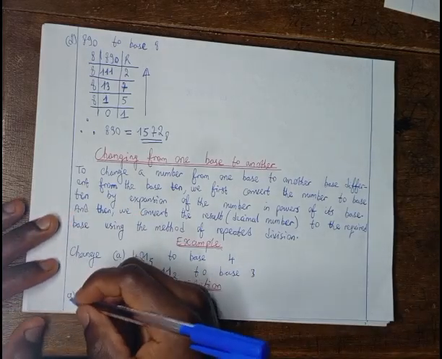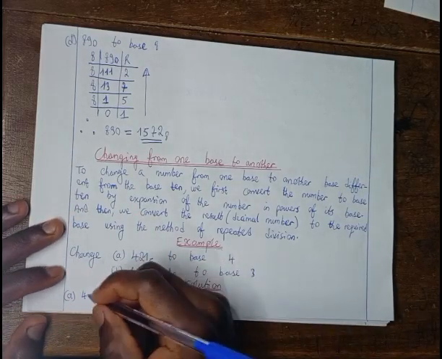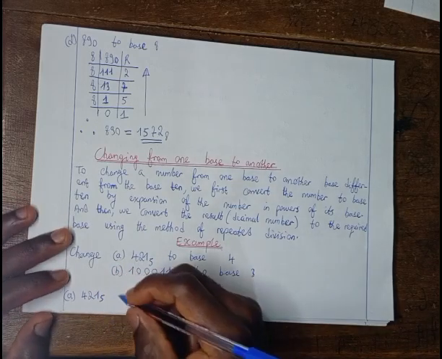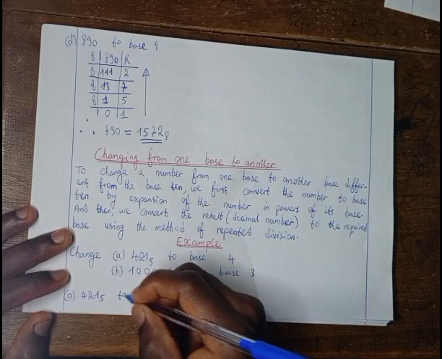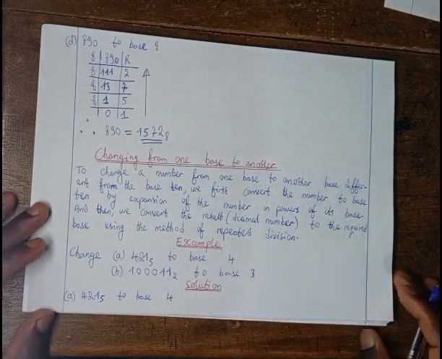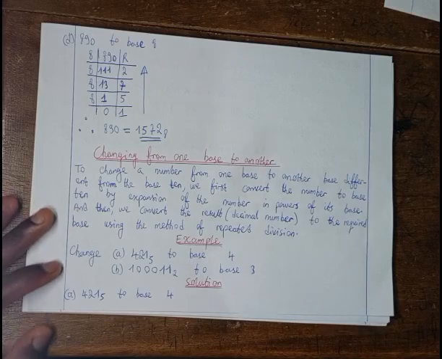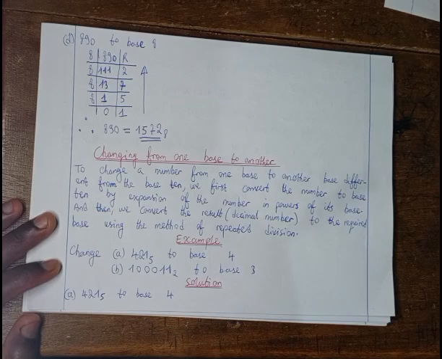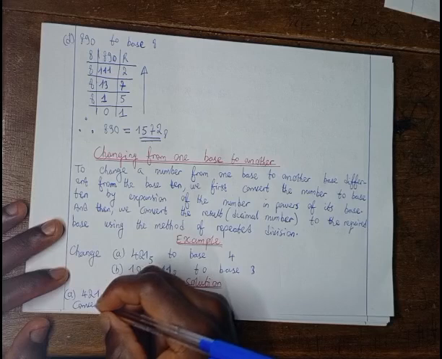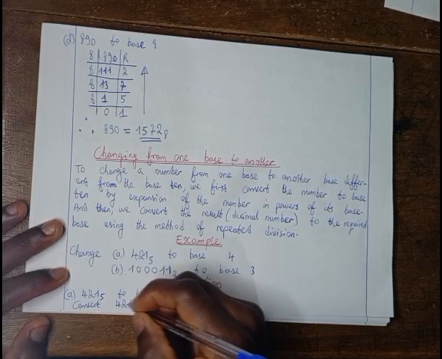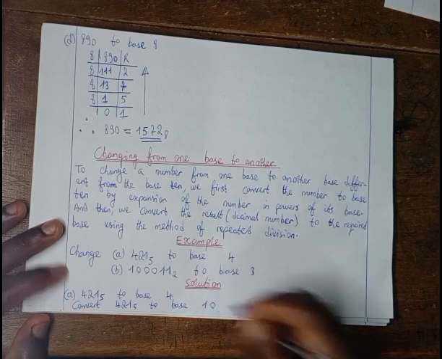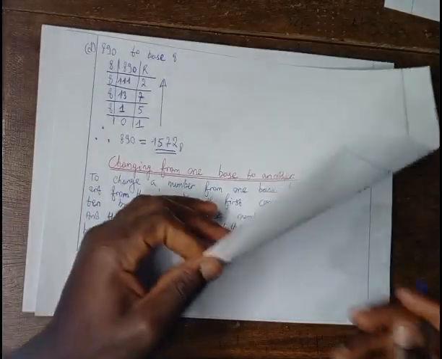For the first one, E, we have the number 421 in base 5. We have to convert this number to base 4. First thing we need to do is we need to start by converting the number 421 in base 5 to base 10. Let's do the conversion.